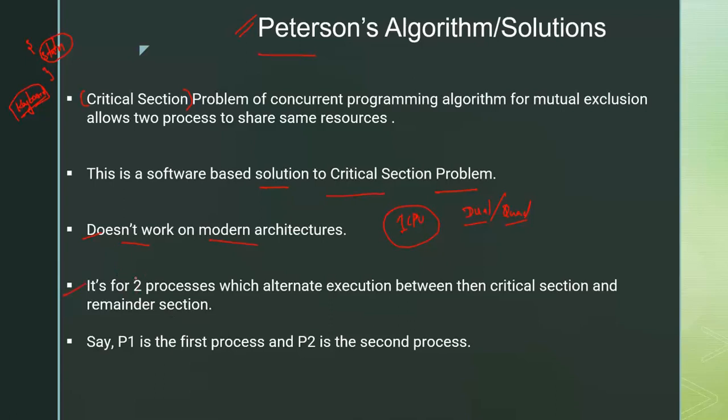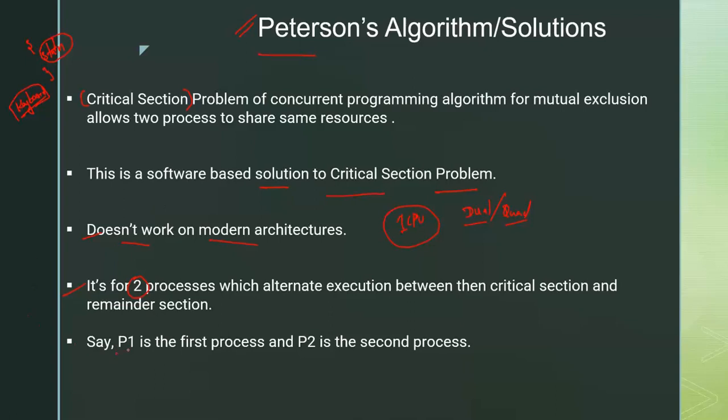The fourth point is that it is for two processes. In this example we are going to discuss only two processes. If you have two processes or two programs under execution, any one process can enter into the critical section. How to make that happen, we are going to see with the example.